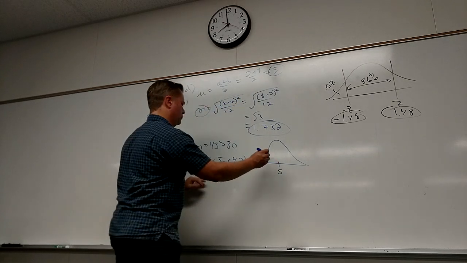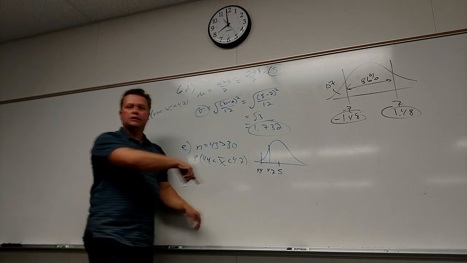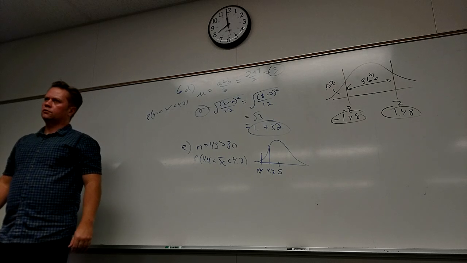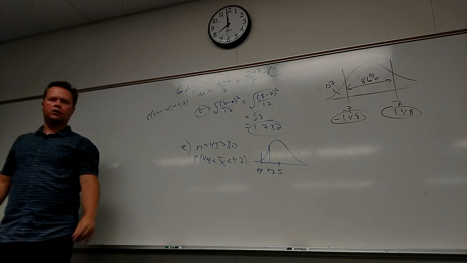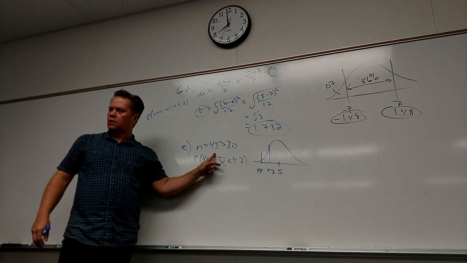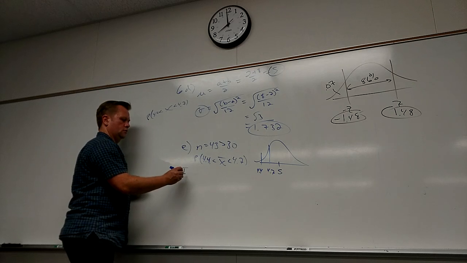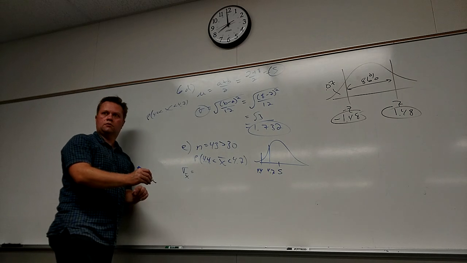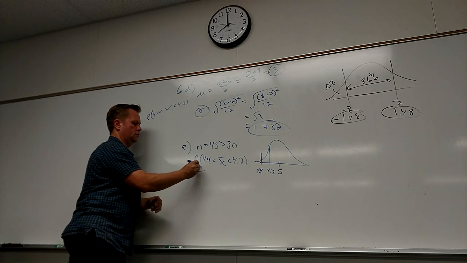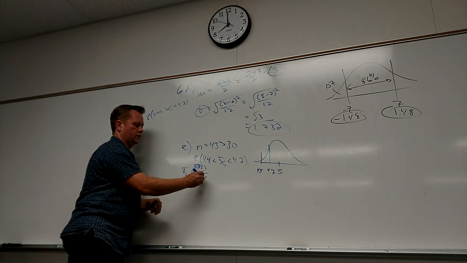And I want to know 4.4 to 4.7, so I make z-scores out of those. Again, why am I allowed to use a normal curve? Because the sample size is big enough. Now what am I going to use for the standard deviation? The old one divided by the square root of 43. I like it.